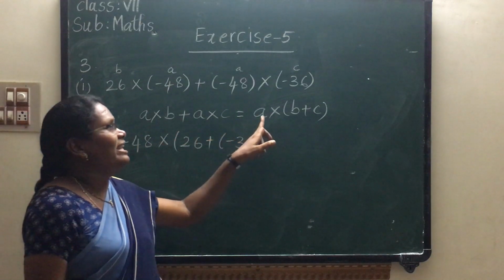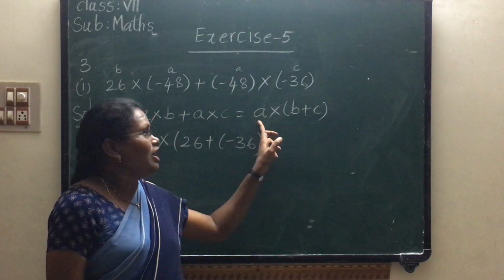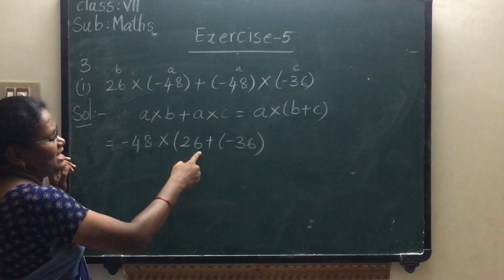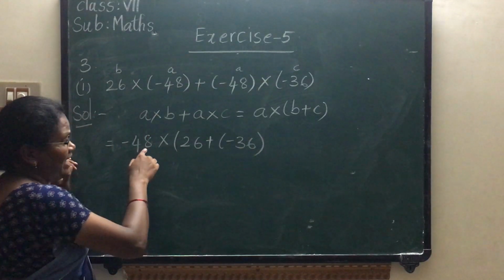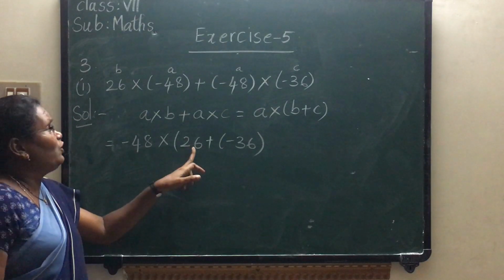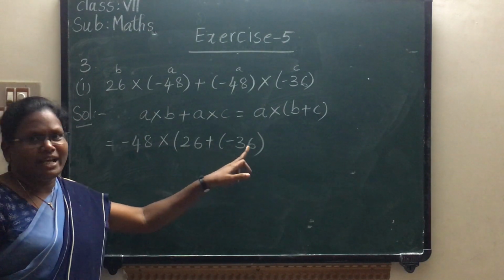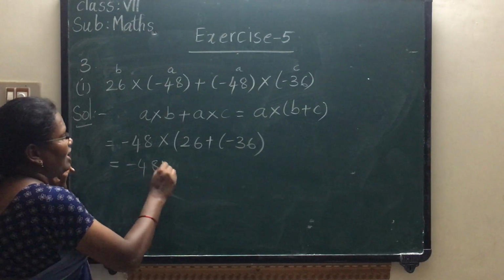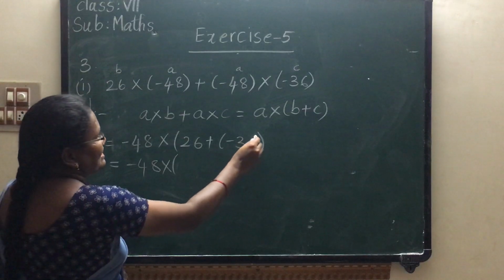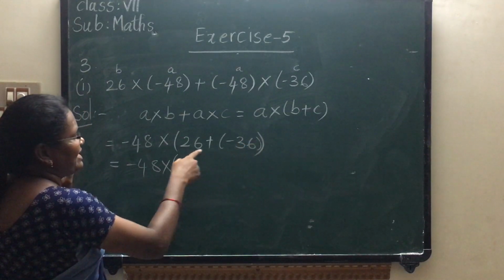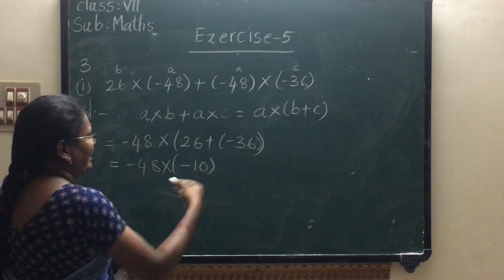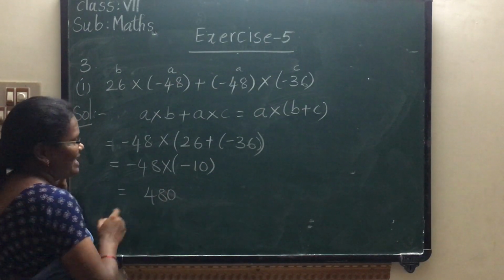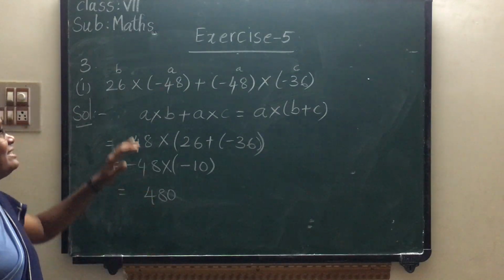We have to convert it to A into B plus C. Minus 48 into 26 plus of minus 36. A value is minus 48, B value is 26, C value is minus 36. Minus 48 into 26 minus 36. Which is the bigger value? Minus 36. Minus 36 plus 26 is equal to minus 10. 48 tens are 480. Minus into minus plus. This is the answer.